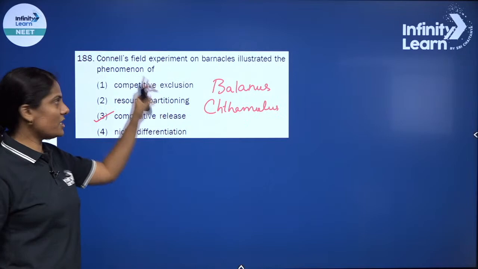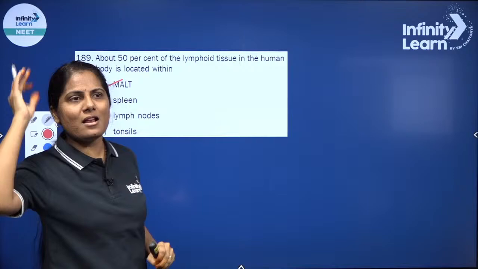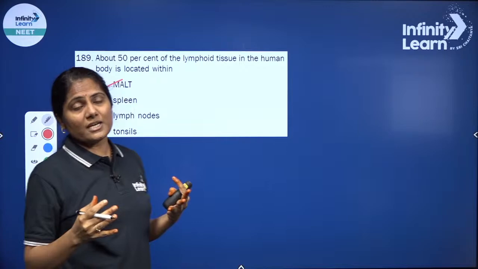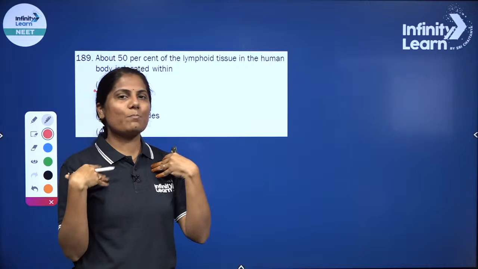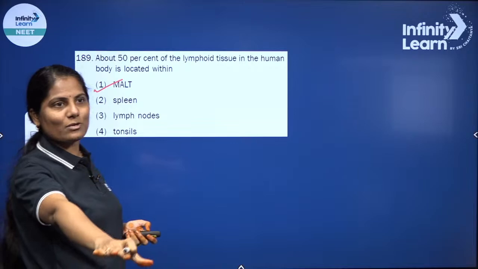performed by Connell. And then about 50% of the lymphoid tissue in the human body is located in, straight, simple, MALT, mucosa associated lymphoid tissues. Yes, we have the secondary lymphoid organs, spleen, lymph nodes, tonsils, but most of it is associated with our mucosa, the innermost layer of the gastrointestinal tract. Most of these microbes that are entering into our bodies through the food that we eat, our body has an excellent mechanism to protect ourselves. Mucosa is where most of the lymphoid tissue is associated. I know all of you are getting it right. Without seeing the screen, I can say that all of you got this right.